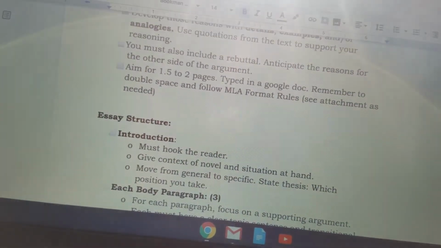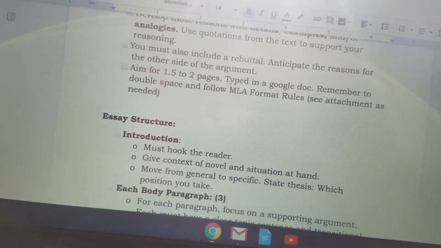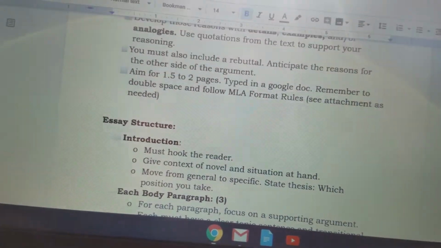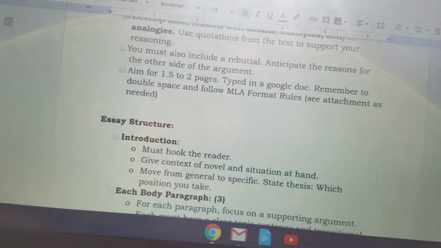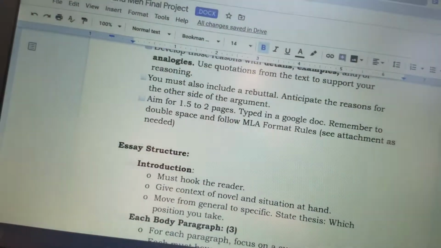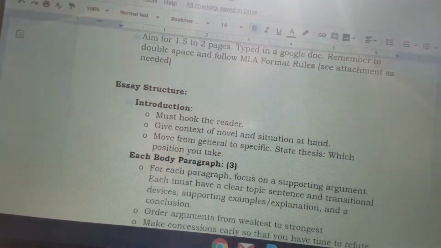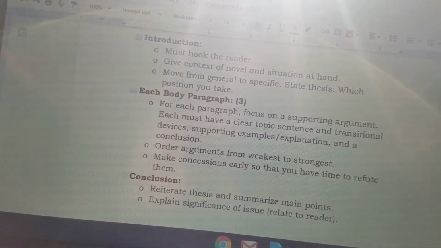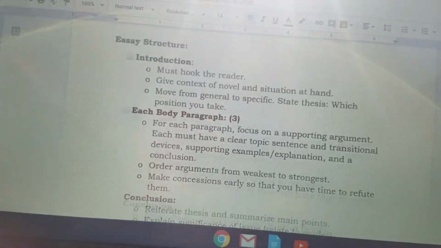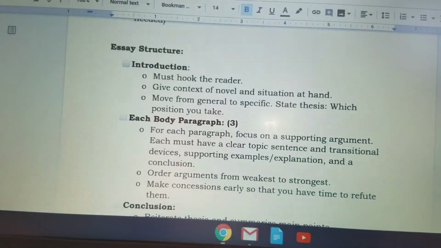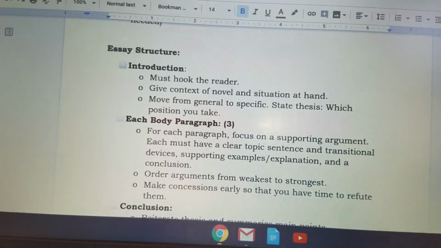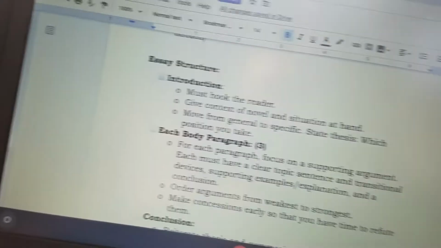And I am including an MLA format rule sheet. So if you forgot some of the rules, if you need a reminder or a refresher, just check out the MLA format rules sheet. It's not too long. It should be clear. It should help you with figuring out how to set up your paper. And then I have structure for you as well. And I will make another video that will go through a little bit more in detail about how to build an essay. So if you're struggling, I can do that for you.